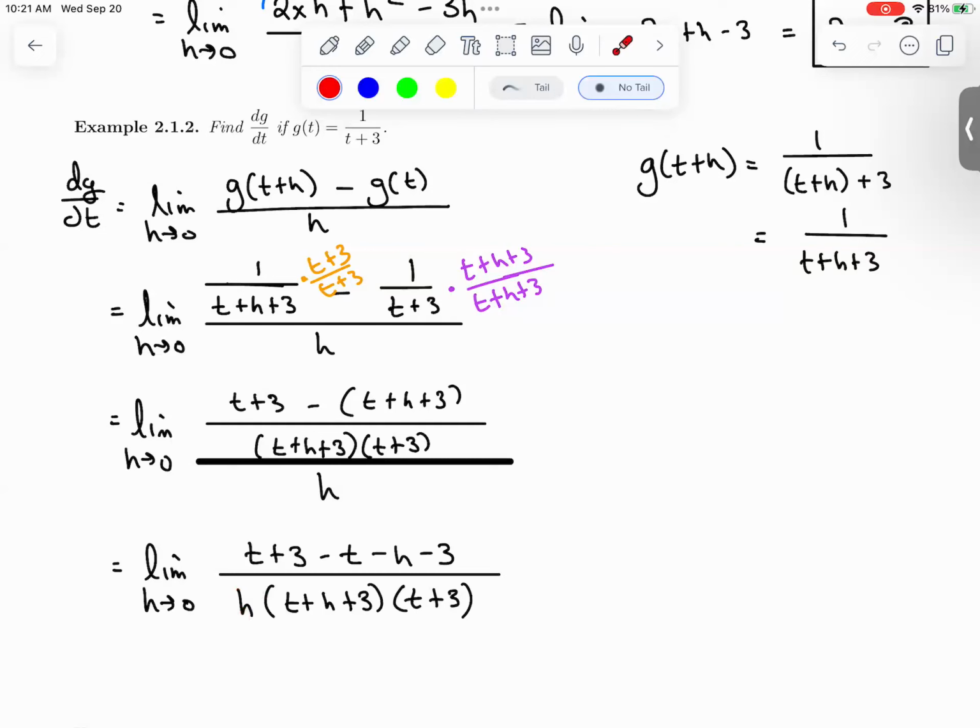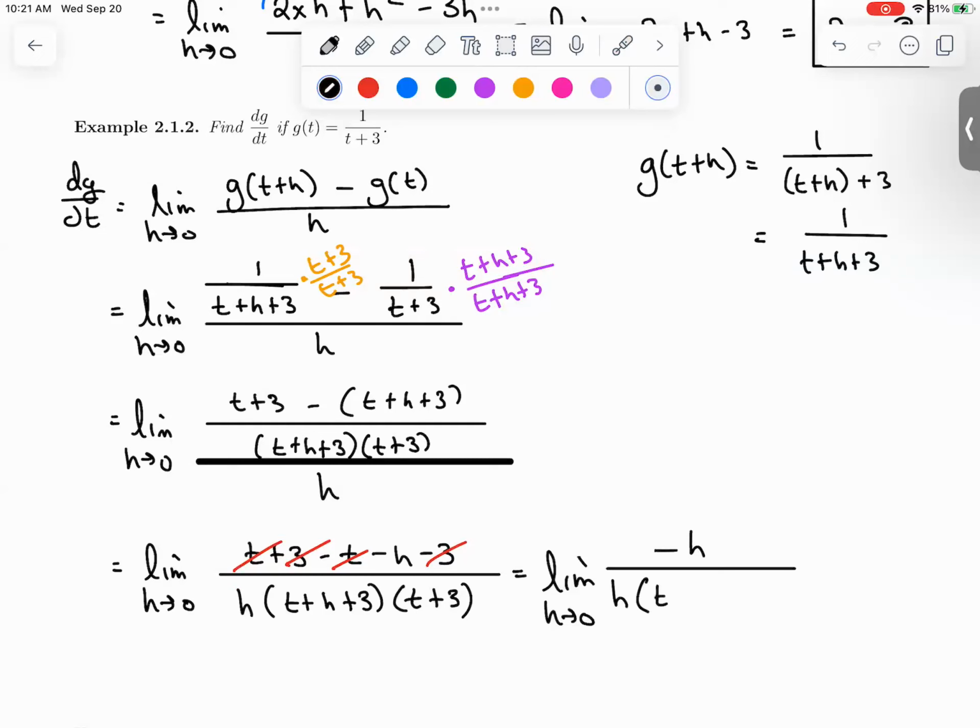So, isn't that nice? The t's cancel, and so do the 3's. How pretty. Limit as h approaches 0 of negative h divided by, and once again, I'm being way too over the top with my algebra. I'm doing every step. If you feel comfortable skipping steps, please feel free to do so. Negative h divided by h times t plus h plus 3 times t plus 3. And then the h's can cancel. And we're just left with a -1 up in the numerator.